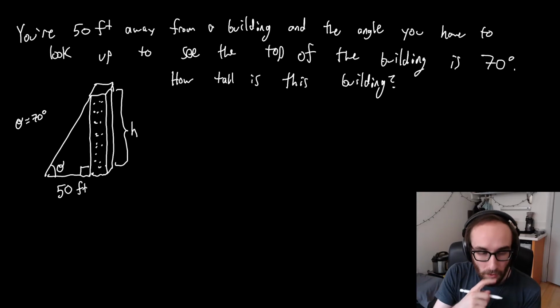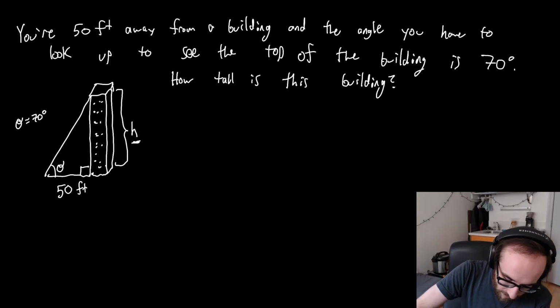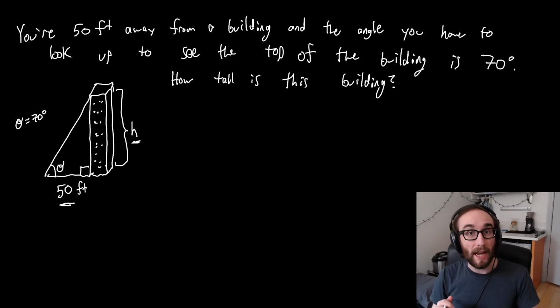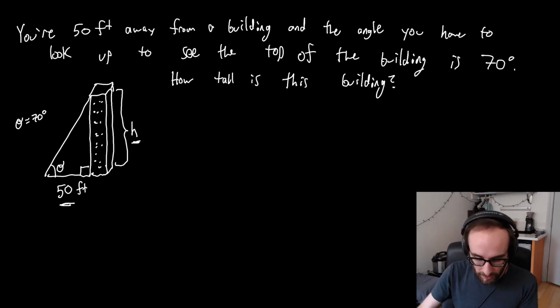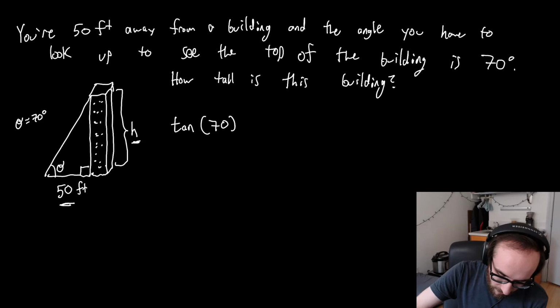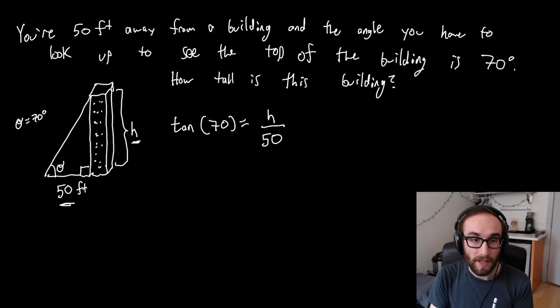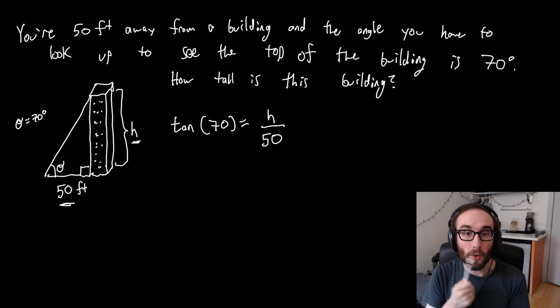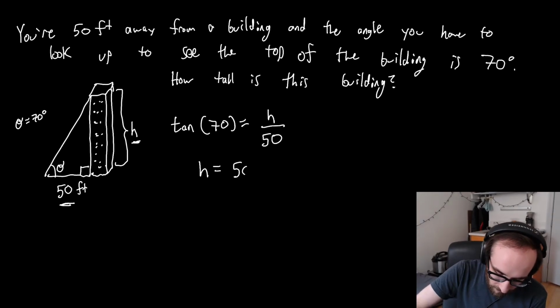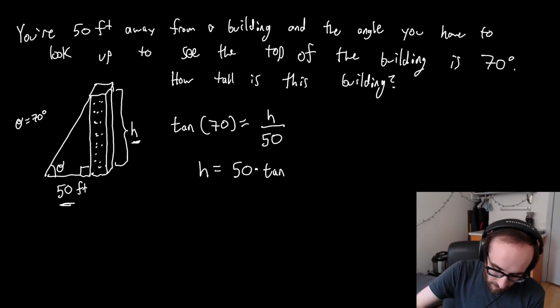Here, what we can do is we are trying to find the opposite side, and we're given the adjacent side. So we can use tangent to help us out with opposite over adjacent. So tangent of 70 degrees is equal to opposite, so the opposite side is h, over adjacent 50. Tangent of 70, when we plug that into a calculator, is going to give us a number. So to find h, we can just multiply both sides by 50. So 50 times tangent of 70.